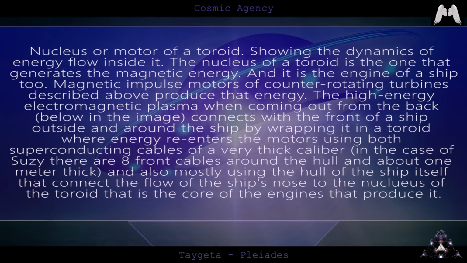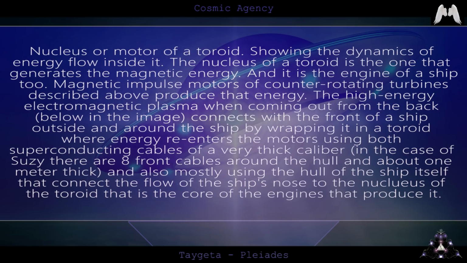Nucleus or motor of a toroid, showing the dynamics of energy flow inside it. The nucleus of a toroid is the one that generates the magnetic energy, and it is the engine of a ship too. Magnetic impulse motors of counter-rotating turbines described above produce that energy. The high-energy electromagnetic plasma, when coming out from the back, below in the image, connects with the front of a ship outside and around the ship by wrapping it in a toroid, where energy re-enters the motors using both superconducting cables of a very thick caliber.